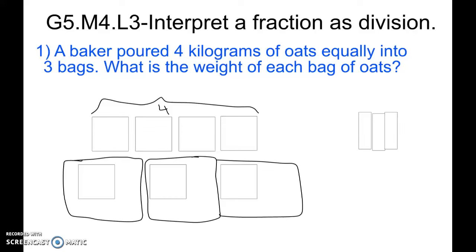Okay, today we're looking at grade 5, module 4, lesson 3, continuing interpreting a fraction as division problem. So in our first example, we see a baker poured 4 kilograms of oats equally into 3 bags. What is the weight of each bag of oats? Well, first we started with 4, and we know we need to put it into 3 bags. And we learned from our previous lesson that 4 divided by 3 equals 4/3, and 4/3 simplified equals 1 1/3.